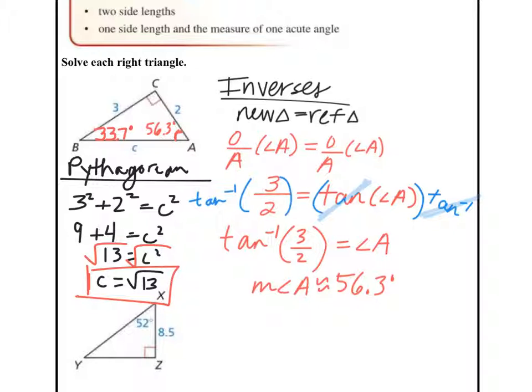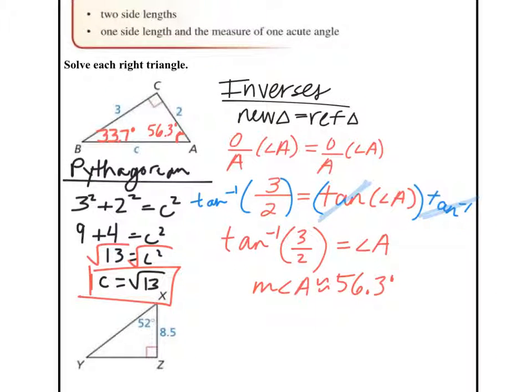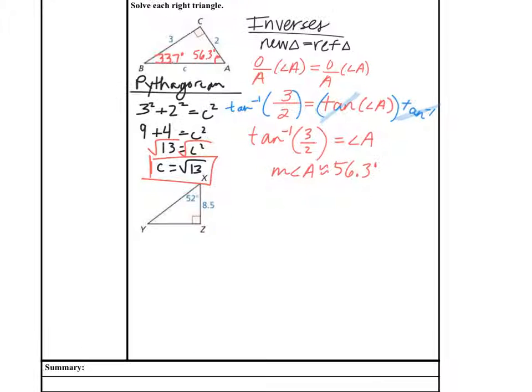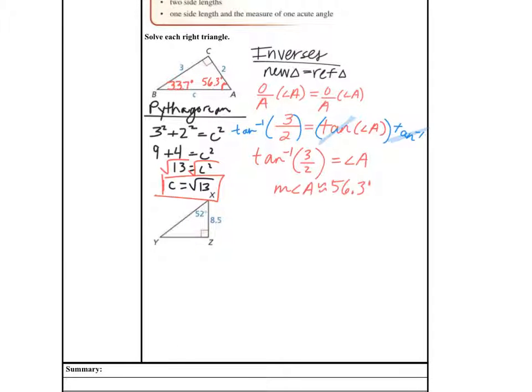On the last one, you have to start. Well, you could find your missing angle first if you want. That'd be pretty easy to do. But then you have to use regular trigonometry. So not inverses because you're not solving for an angle, but the same kind of trig we've been doing for the last 2 weeks almost.